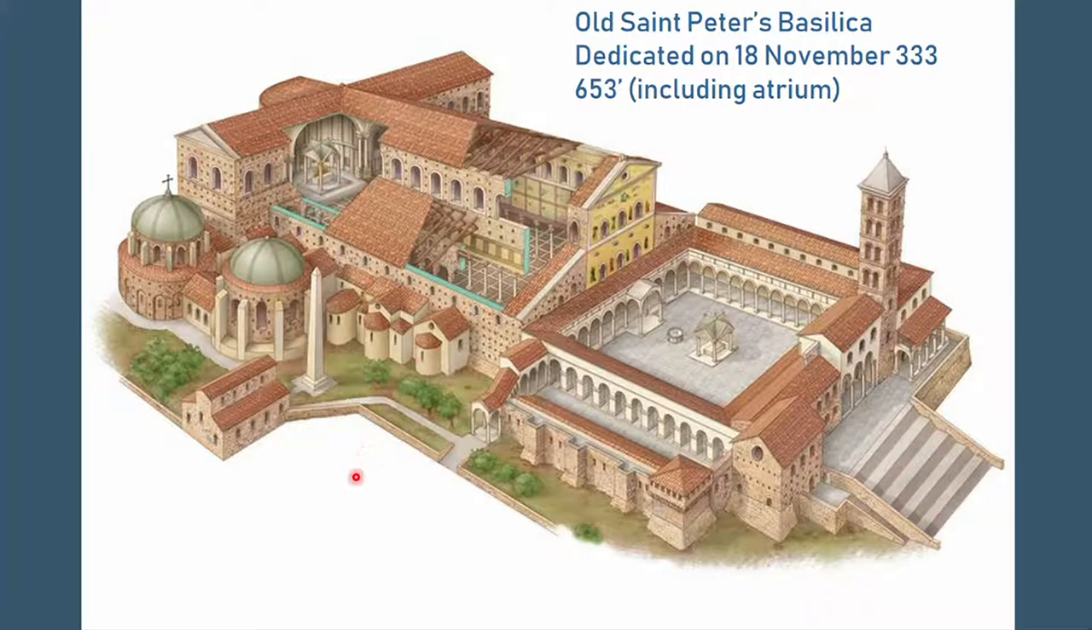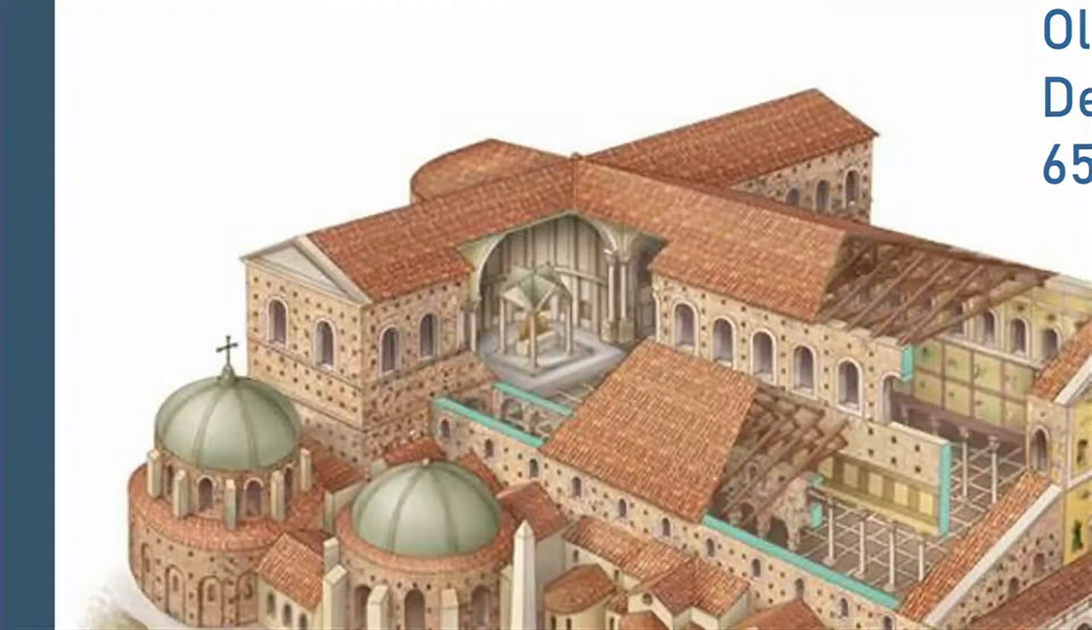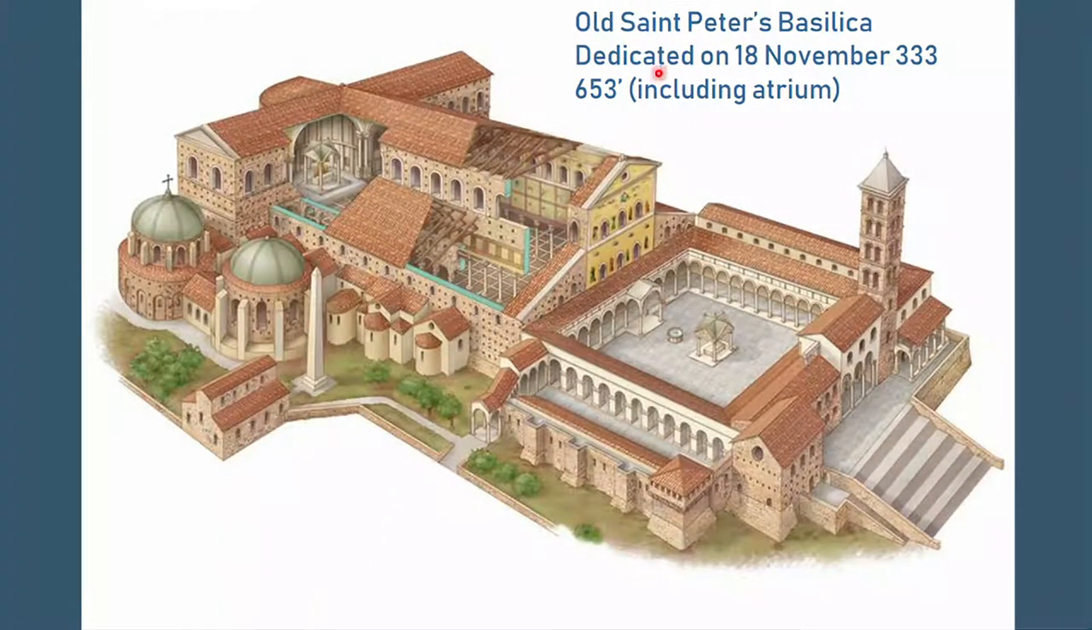In this cutaway view, let me zoom in right there. At the crossing where the transept and the nave intersect, directly underneath, Constantine arranged to have a little canopy, or baldachin, erected, because that baldachin marks the grave of Peter. I'm going to show you another slide in a moment, as soon as I unzoom here. Incidentally, we could refer to that basilica as Old St. Peter's, because the new St. Peter's would replace it in the 16th and 17th century. But Constantine's church was dedicated on the 18th of November in 333.